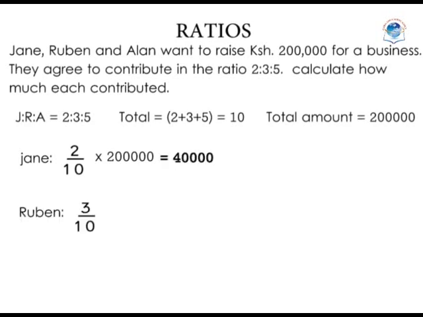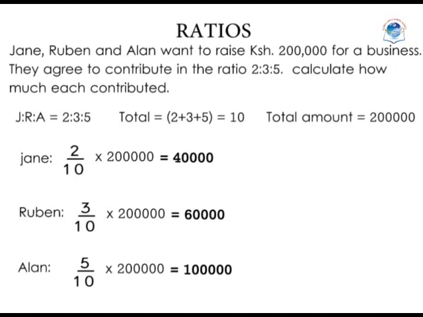Ruben will contribute 3 over 10 of 200,000, and that is equal to 60,000. Alan will contribute 5 over 10 of 200,000, and that is equal to 100,000.